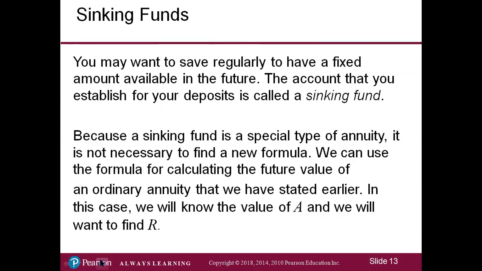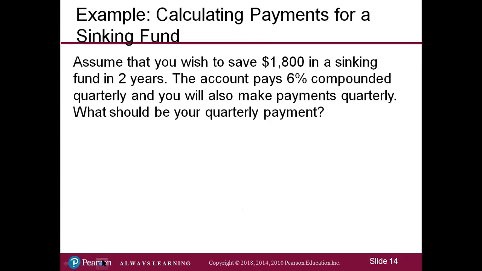Sinking funds. You may want to save regularly to have a fixed amount available in the future. The account that you establish for your deposits is called a sinking fund. Because a sinking fund is a special type of annuity, it is not necessary to find a new formula. We can use the formula for calculating the future value of an ordinary annuity that we have stated earlier. In this case, we will know the value of A and we will want to find R.